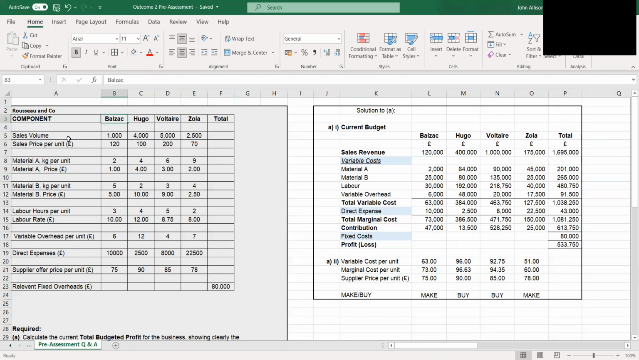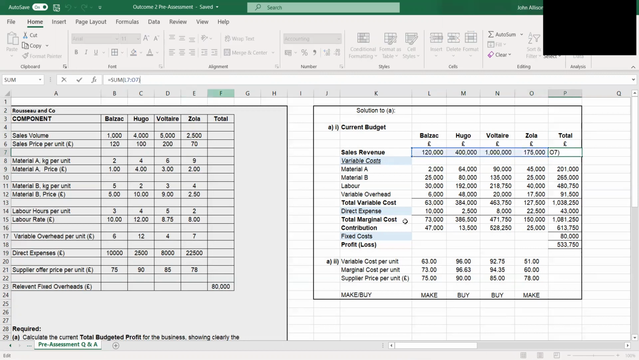So for Balzac, we've got the quantity, which is 1,000 that were sold, or the volume. And we've sold them at £120 per unit. So the sales revenue is going to be 1,000 times £120, which will be £120,000. Then for Hugo, it's going to be the same thing. It's going to be the sales volume. The volume sold is 4,000. We've sold them at £100 per unit. So the sales revenue is going to be 4,000 times 100, which is 400,000. I keep going like that along here, just multiplying the price and the volume, or the price and the quantity, and I get the sales revenue for each of these components.